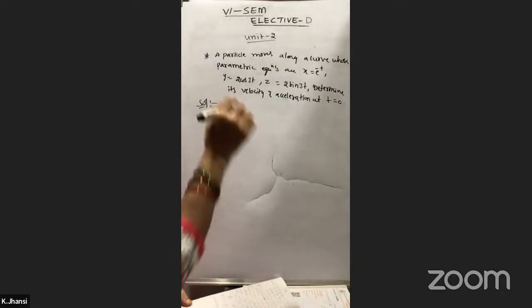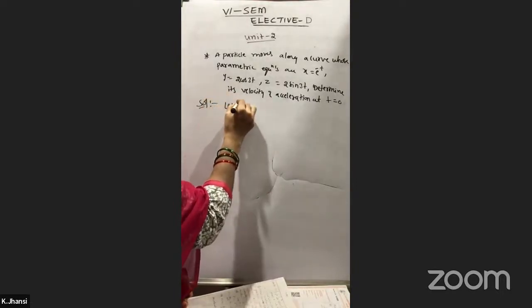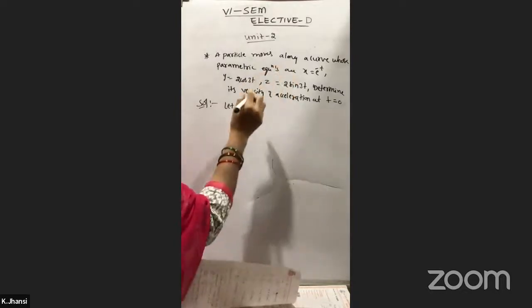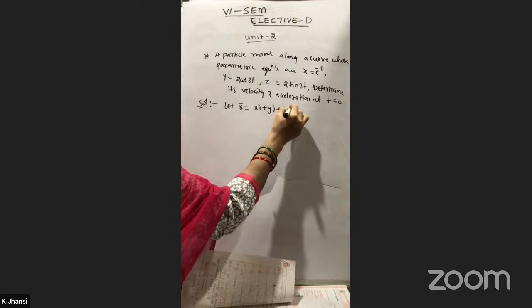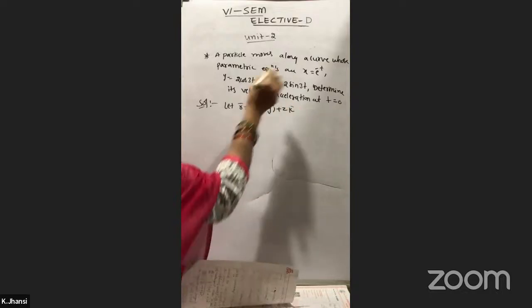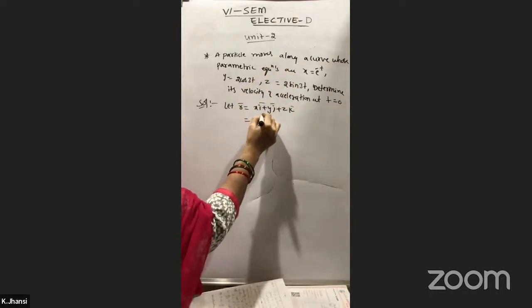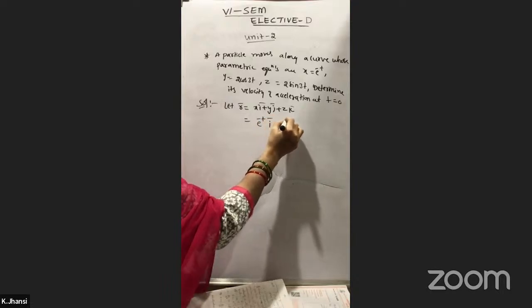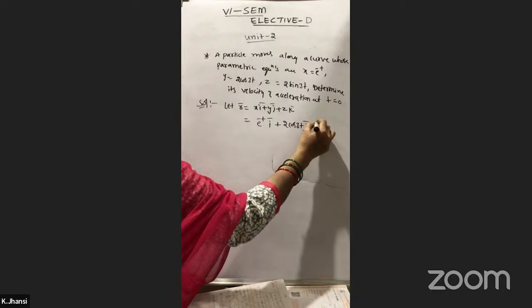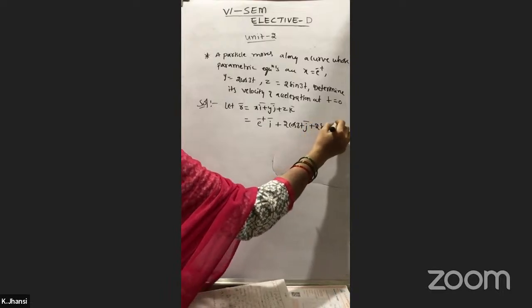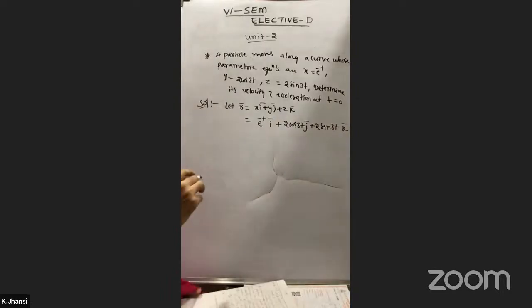Okay, so here let the position vector r is equals to what is it? It is xi plus yj plus zk. Okay, so here whatever the x value given here is e to the power of minus t i plus 2 cos 3t j plus 2 sin 3t k. Okay, so this is the given vector here.